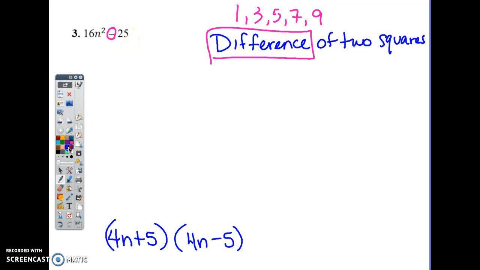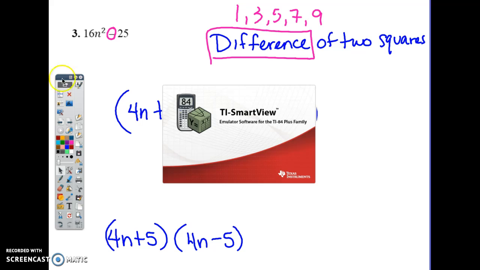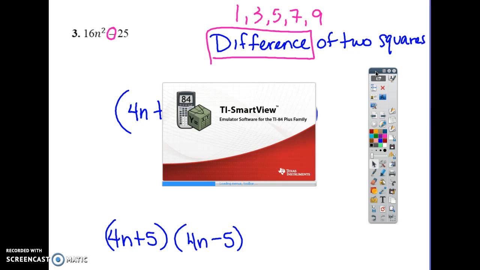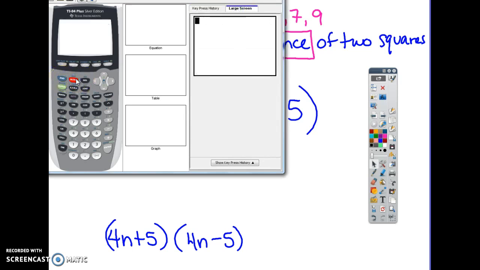So when that happens, you make two sets of parentheses. You make one positive, you make one negative, and you take the square roots of them. So what's the square root of 16? 4n. What's the square root of 25? 5. And that's the answer. If you don't know how to take square roots, make sure that you use the calculator. So let's go look at the calculator really quickly. On here, you just take the square root of it. You would do the square root, second, and this button. Square root of 16, enter, it's 4. And then the square root of 25, enter, is 5.